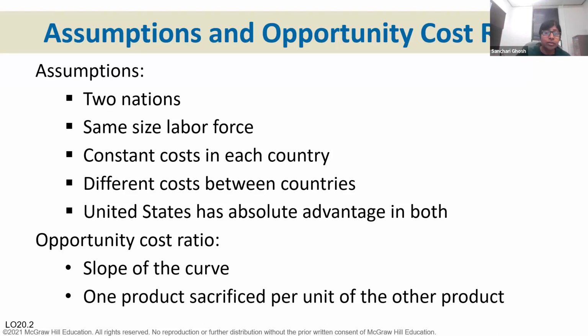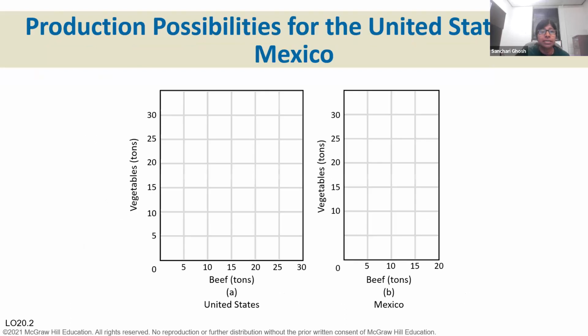So opportunity cost is reflected in the slope of the curve: how much of one product you're producing and how much of the other product you're sacrificing. If you do not have to sacrifice much, it's a good opportunity cost ratio for you. If you're sacrificing more of the other product to produce 1 unit of that, then your opportunity cost is higher. You should not specialize in that product. Let's illustrate these and expand on these ideas.